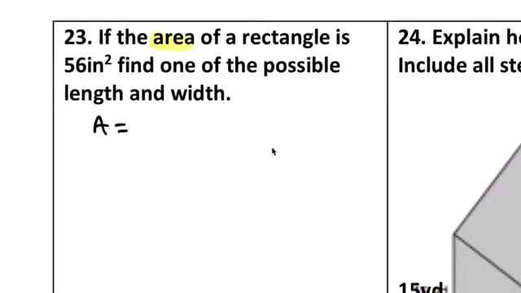If the area of a rectangle is this, so we're working with area of a rectangle. Area of a rectangle, length times width, right? And if they say the area is 56, that goes under A. Find one of possible length and width. So it could be many.